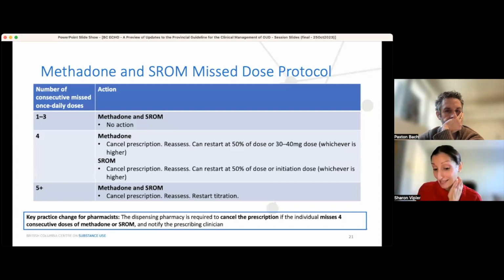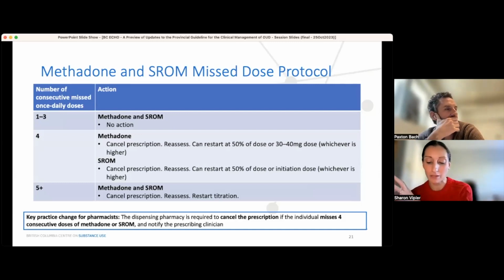As Paxton alluded to, there's been a shift in the missed dose protocol that addresses both methadone and SROM, and I think this is probably an area that many of us weren't really pushing recently. So perhaps this is practice changing for a number of you. I'm sure some individuals have already started this, but rest assured, now there's a document that supports that practice. So the new guideline has modified missed dose protocols.